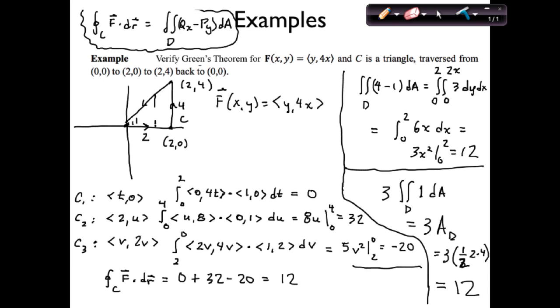So verifying a theorem means you've got to do the most work, right? You have to compute one side and compute the other side, and show that they're equal. It's kind of like a proof, but it's not a proof of Green's theorem. It's showing that Green's theorem holds for this example. So you have to do both sides and say that they're equal. Any questions on that? Okay, another example.